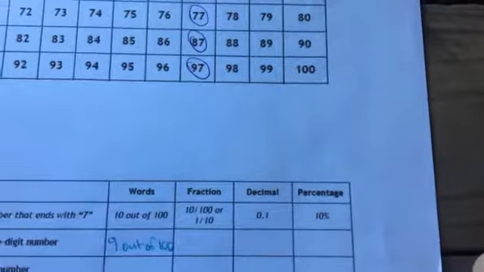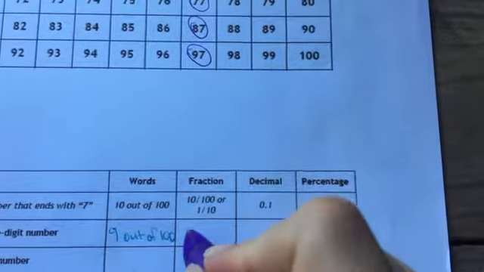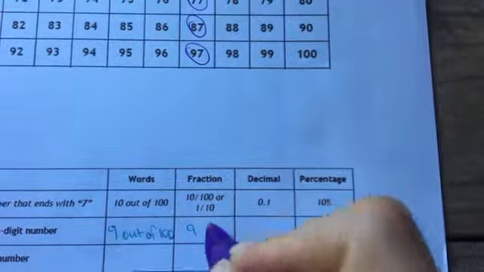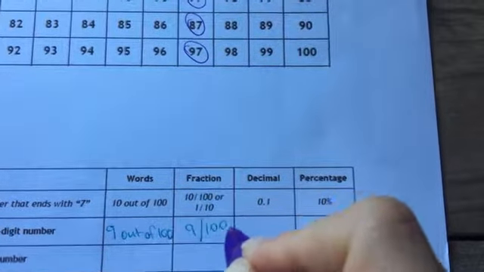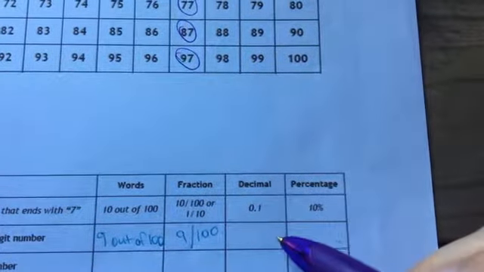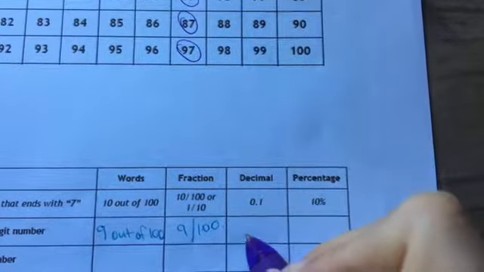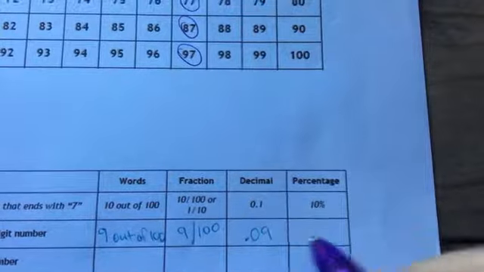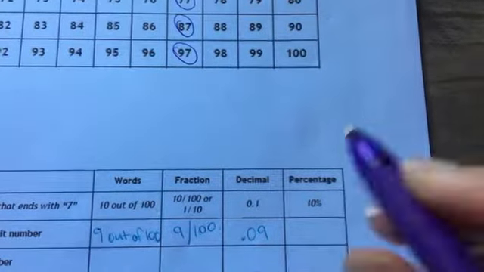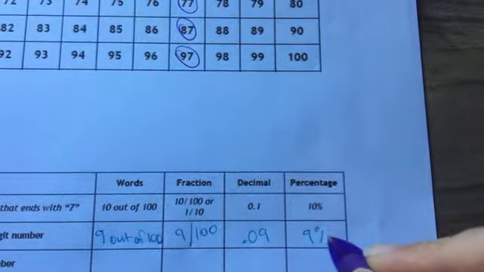How would we represent that as a fraction? It would be 9 over 100. And how would we write that as a decimal? It would be 0.09. As a percentage, 9%.